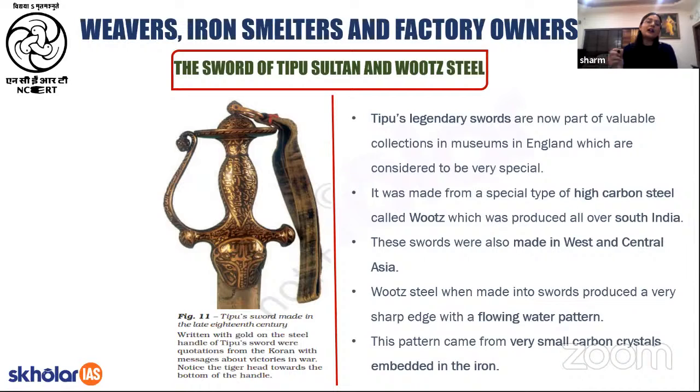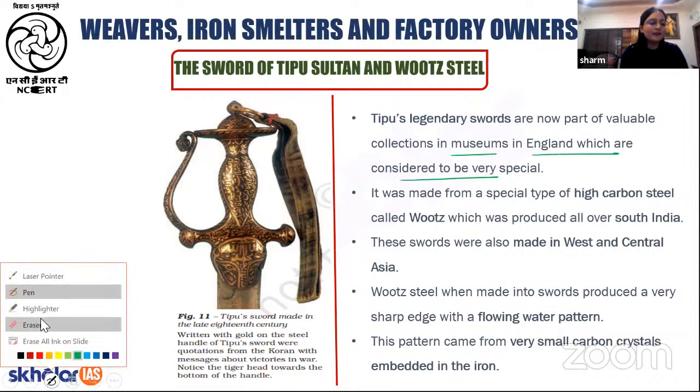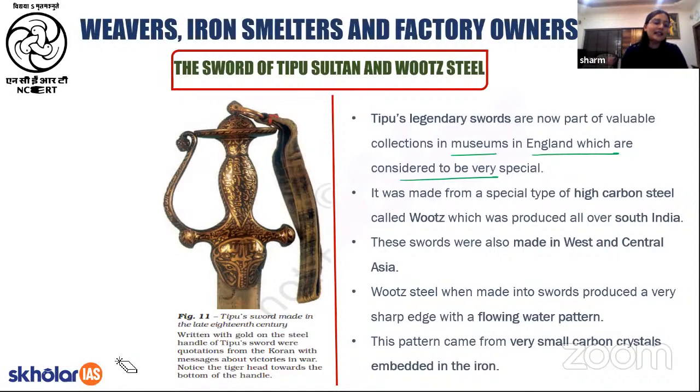So students, Tipu Sultan was very famous particularly because of his swords, which are now a part of the collection of museums in England, and they are considered to be very special. Now, what makes these swords so special, students? It is because these swords are made from a special type of high carbon steel, which is known as wootz. So they are made from a very important type of steel, known as wootz, and this was produced all over South India.